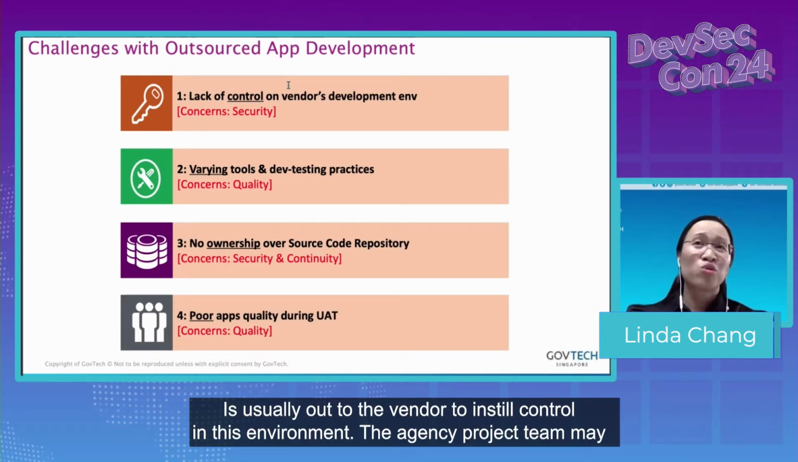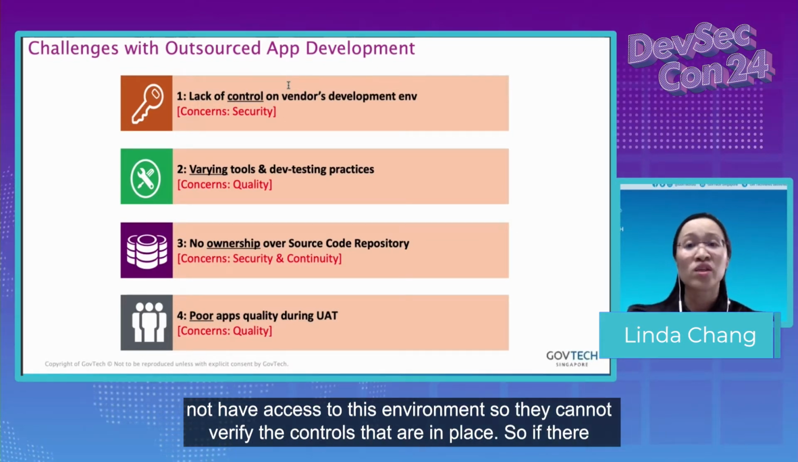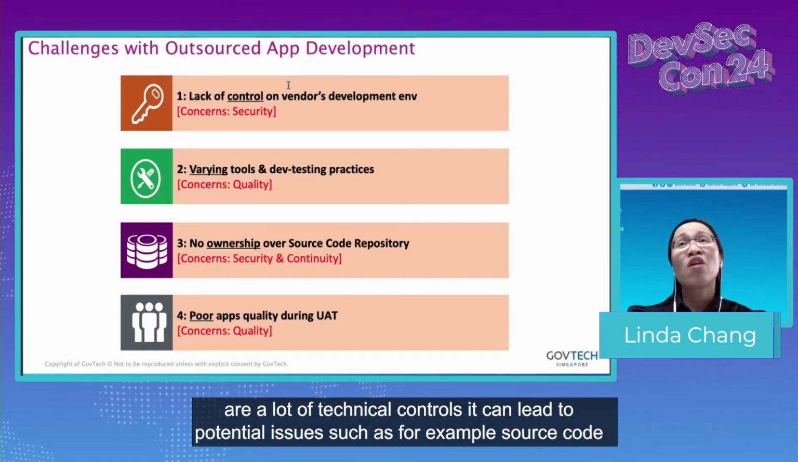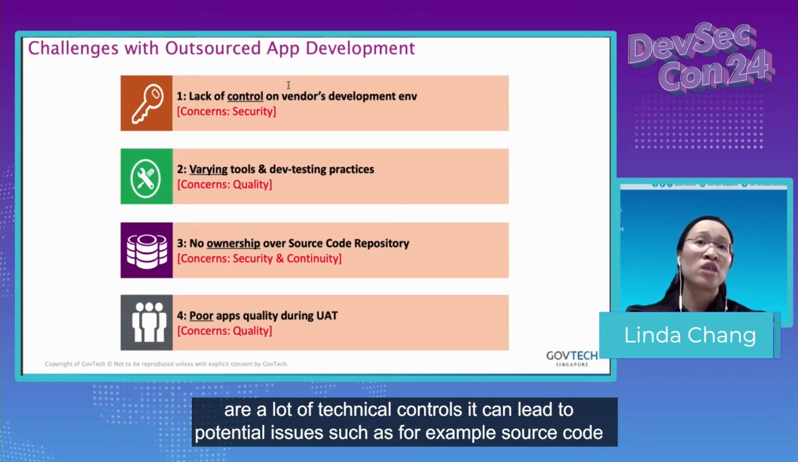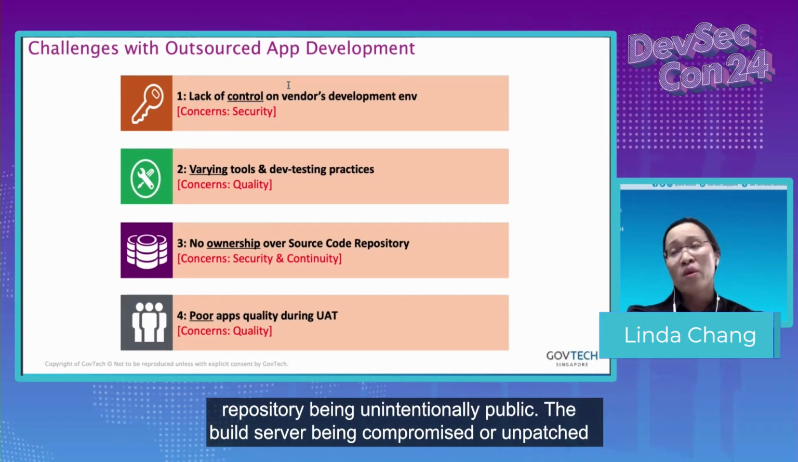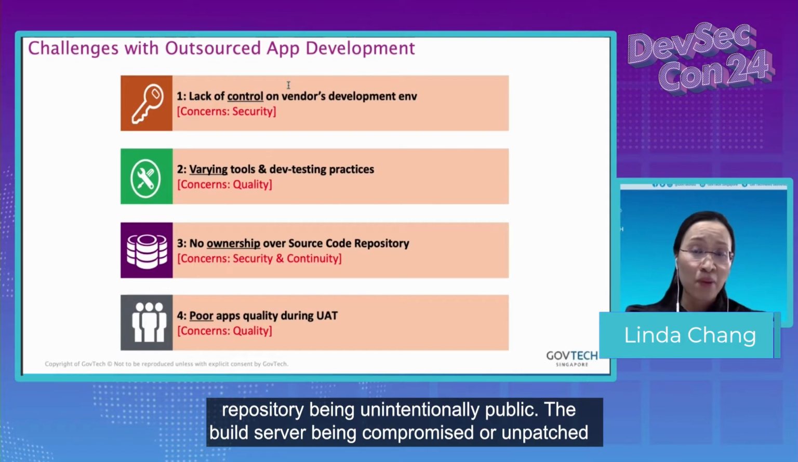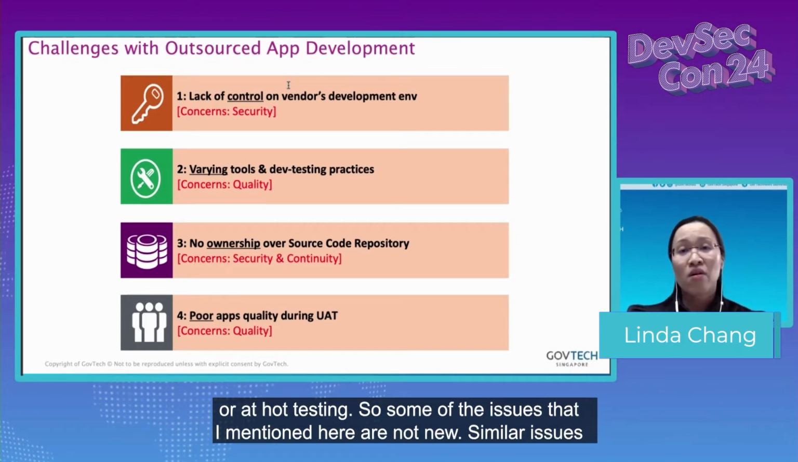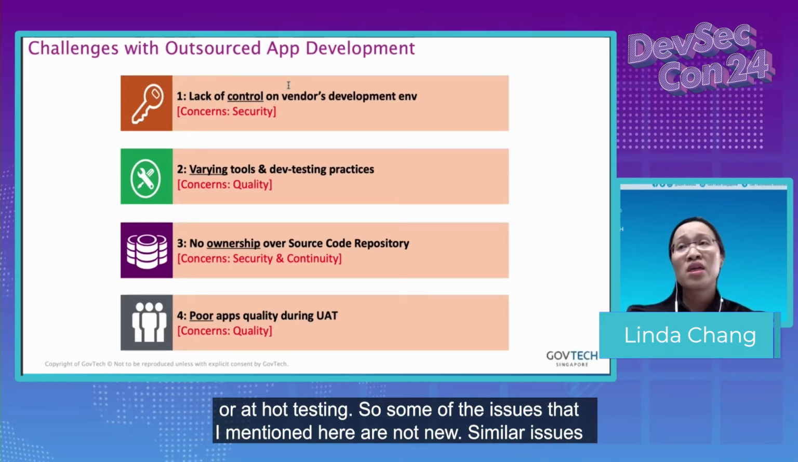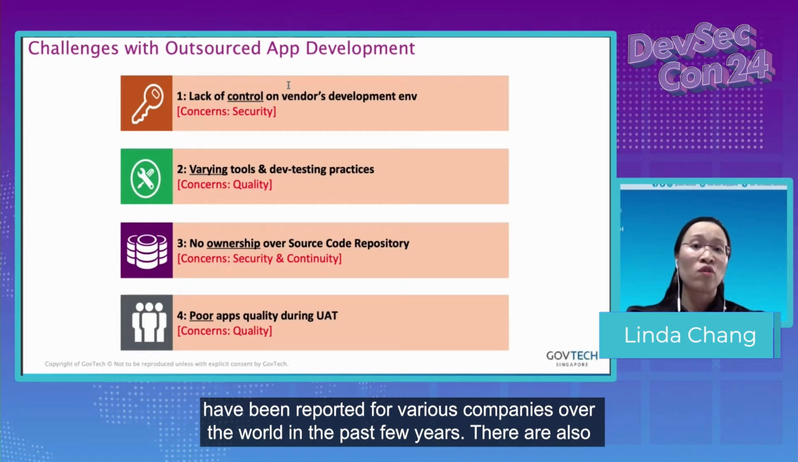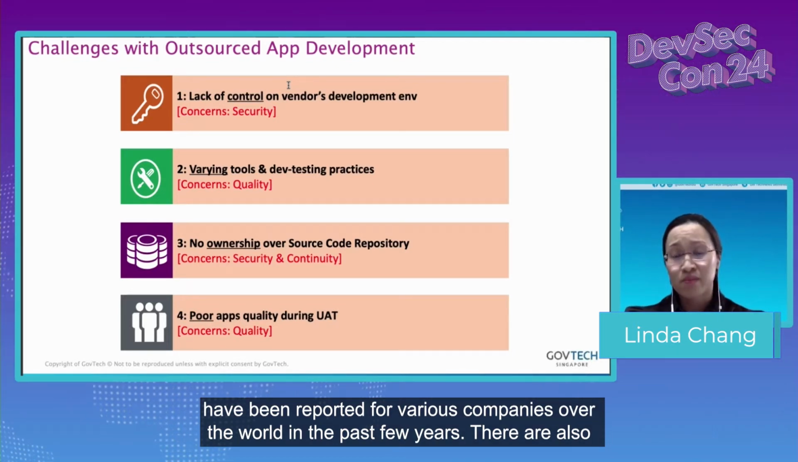It is usually up to the vendor to instill control in this environment. The agency project team may not have access to this environment, so they cannot verify the controls that are in place. If there is a lack of technical controls, it can lead to potential issues such as, for example, source code repository being unintentionally public, the build server being compromised or unpatched, or ad hoc testing. Some of the issues that I mention here are not new. Similar issues have been reported for various companies over the world in the past few years.